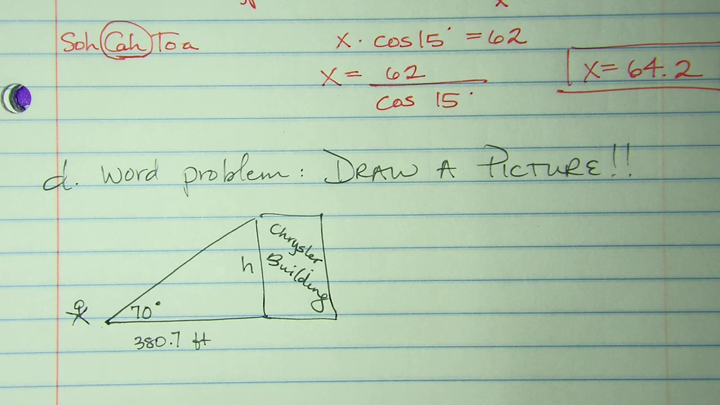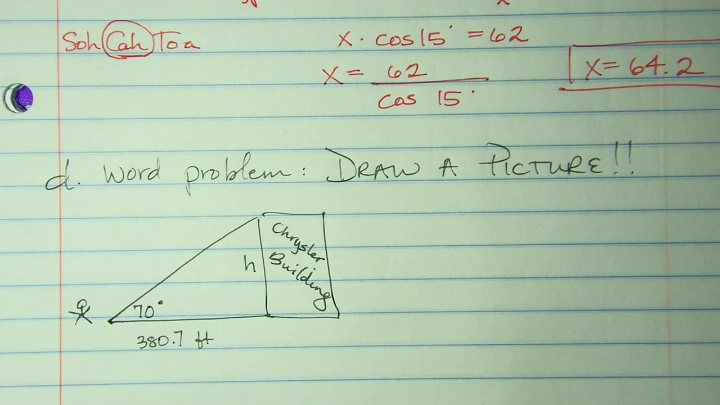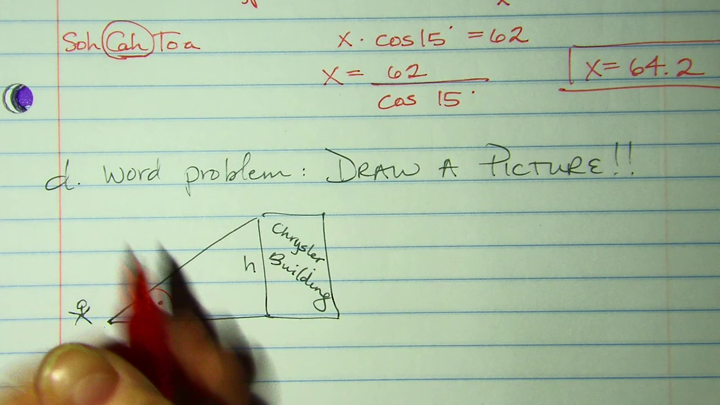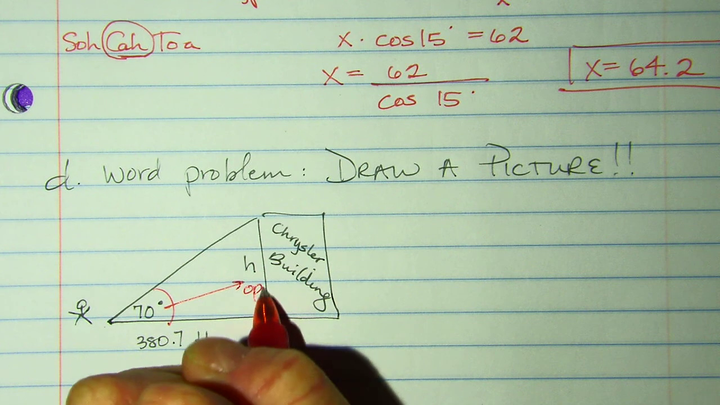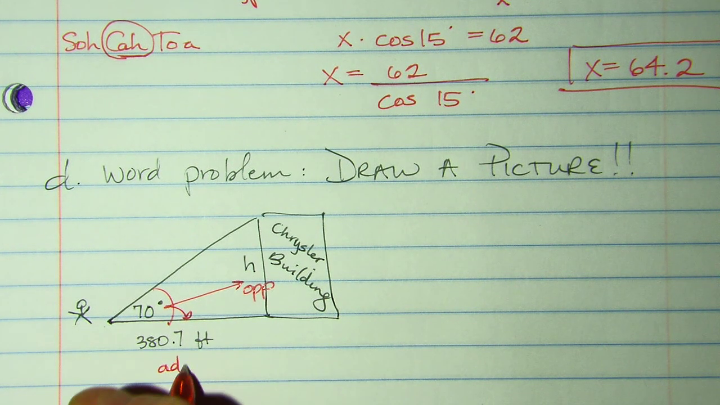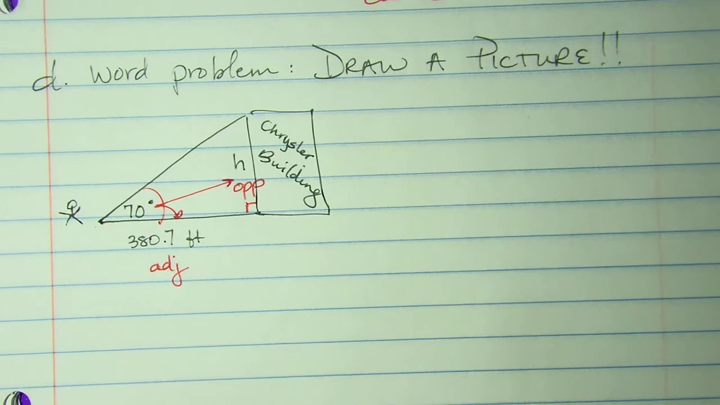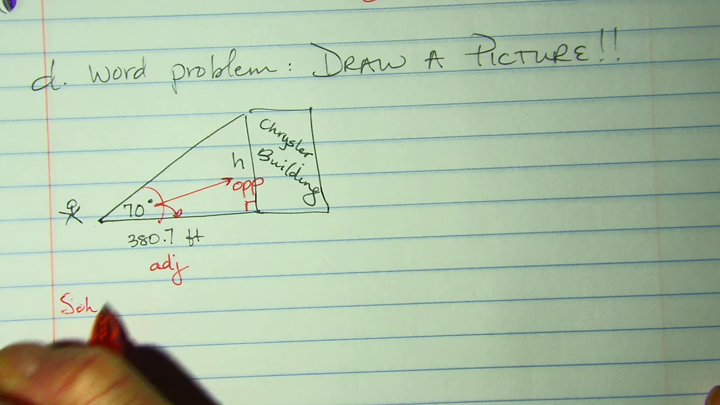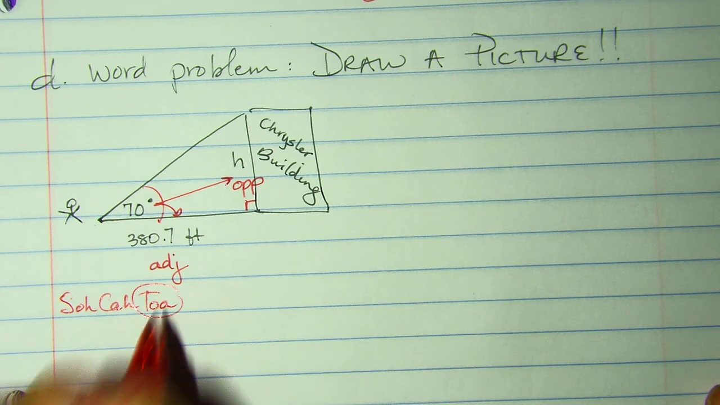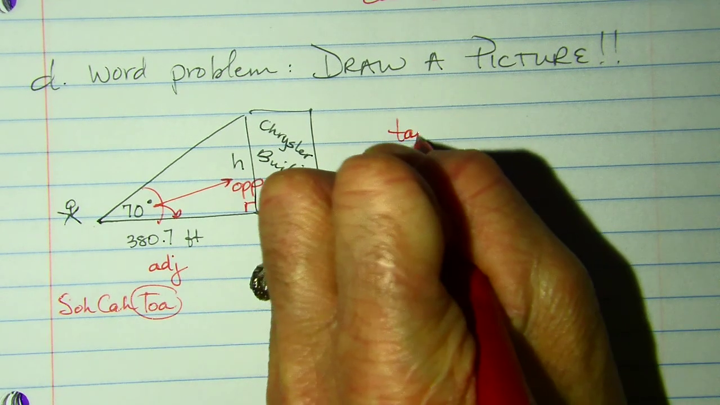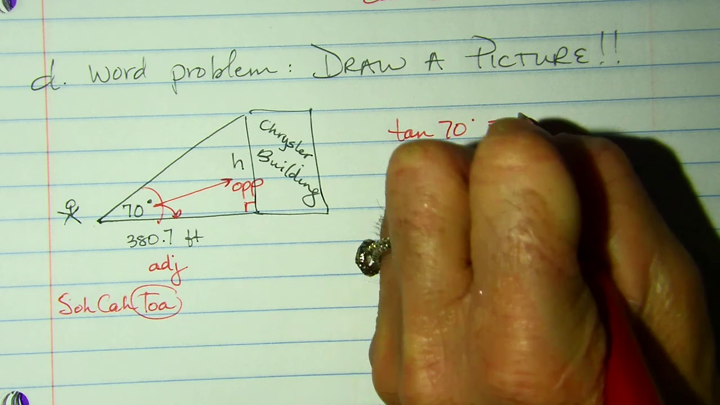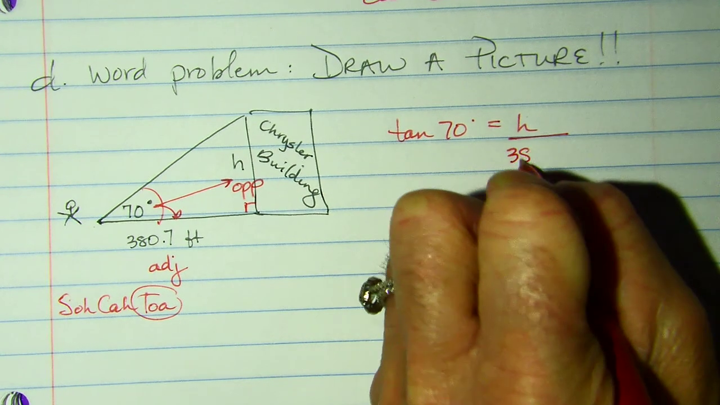So now that I have a picture, and it doesn't tell us the height of this man, that's why we're determining it from the ground. So I'm going to label my sides according to this angle. So I've got opposite, I've got adjacent. My 90-degree angle obviously is with the building and the ground, and so they did not give me my hypotenuse. So the only one that doesn't involve hypotenuse is tangent. So the tangent of 70 degrees would equal my opposite over my adjacent.